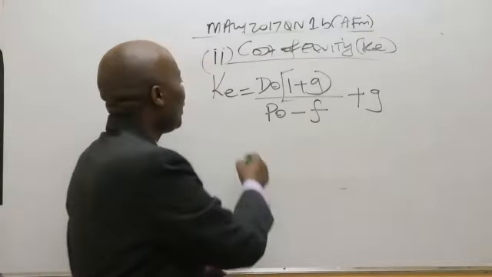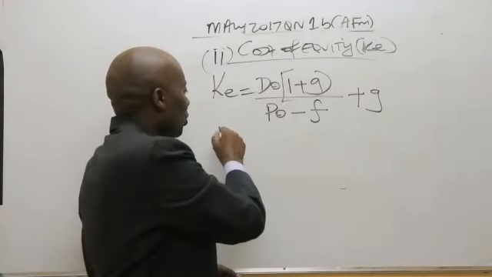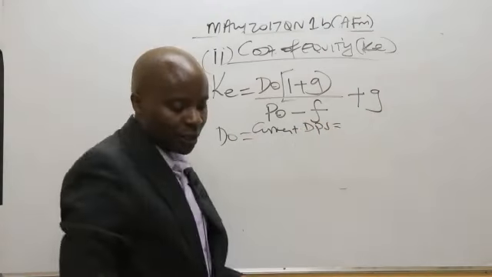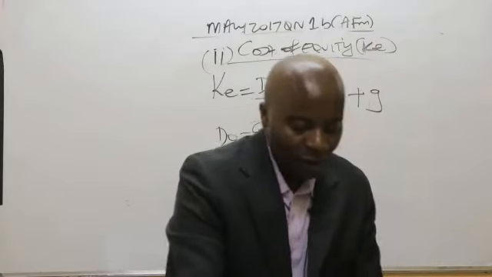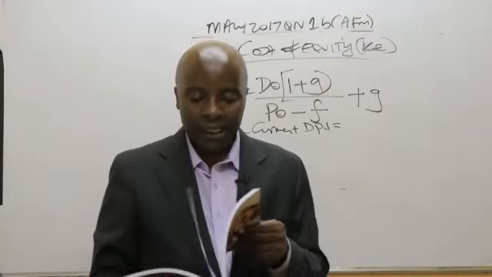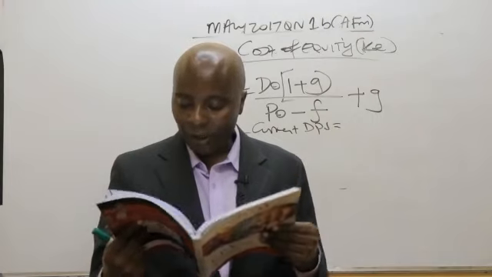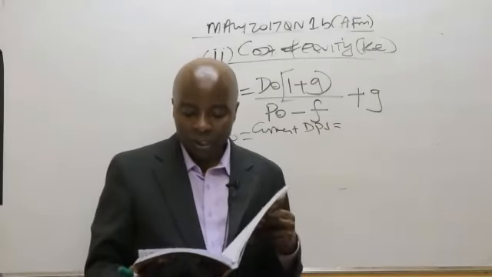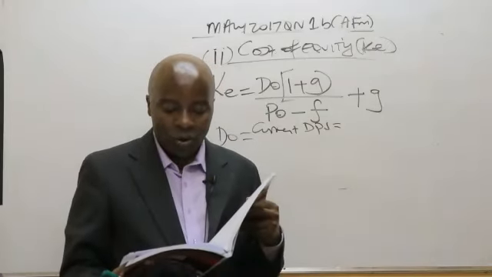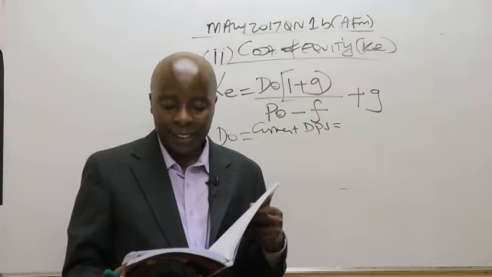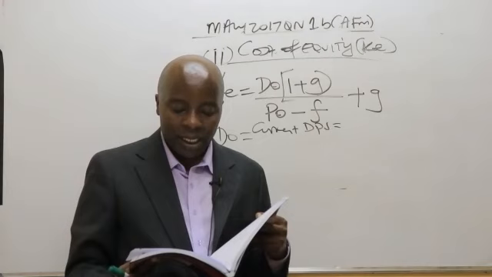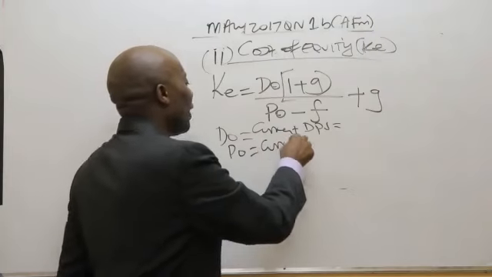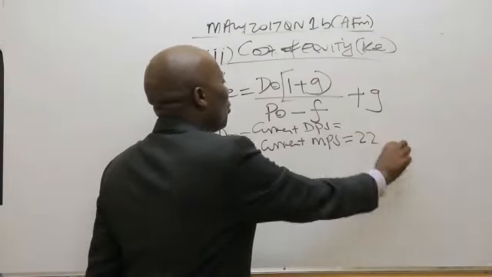So our KE is cost of equity. DO is the current dividends per share, which this question has been able to capture very well. The current dividends per share are on paragraph 3 after the second table. After the second table, they have told us the company's corporate tax rate is 30%. The current market price per share is 22. PO is the current market price per share, which happens to be 22.